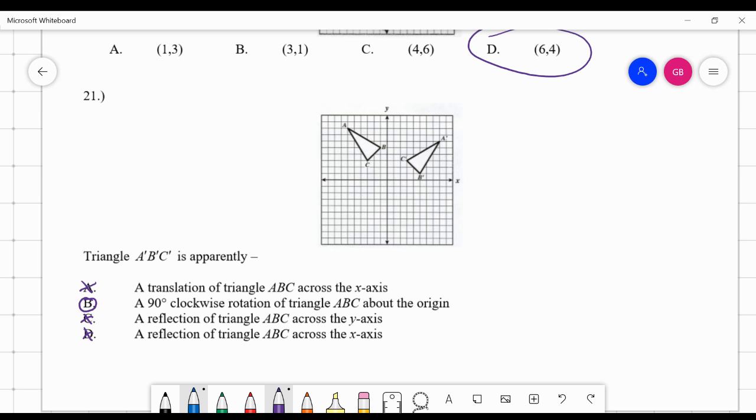Because you could use any one of the points. So let's use B because it's closer to the axis. B is negative 1, 5. B prime is 5, 1. And remember the rule for clockwise rotation, you have to look that up in your notes. For every x, y, it transforms into y, negative x. And we could see here that that is exactly what happened with B. Okay, you could test any other points out and you'll get the same result.